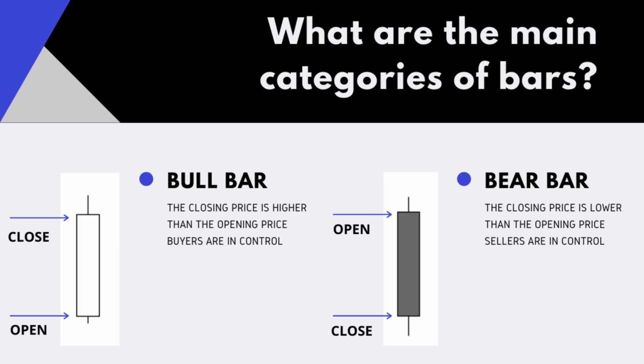The opposite is true for a bear bar, which has a closing price lower than the opening price, and this shows that sellers are in control. So if you are watching an hourly chart of your favorite instrument, that means that during this very hour sellers were able to take control of the market.